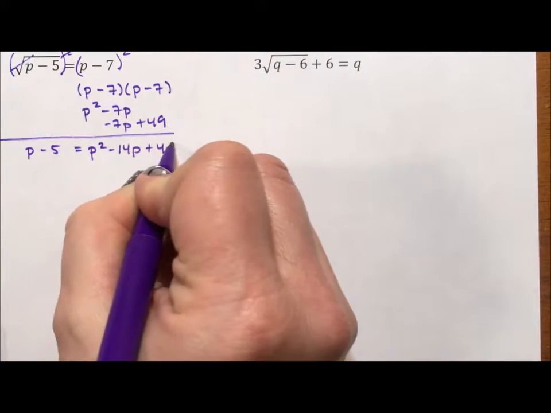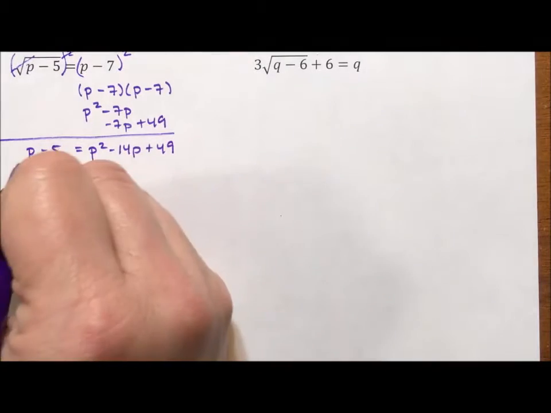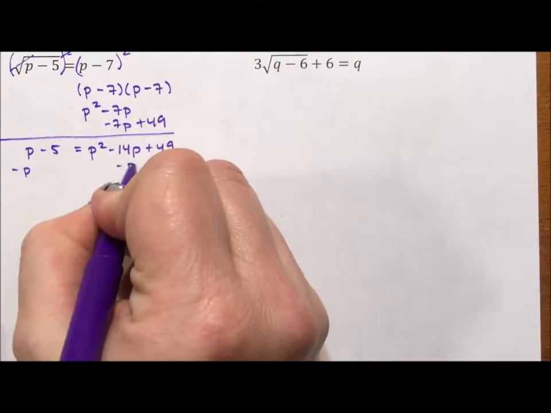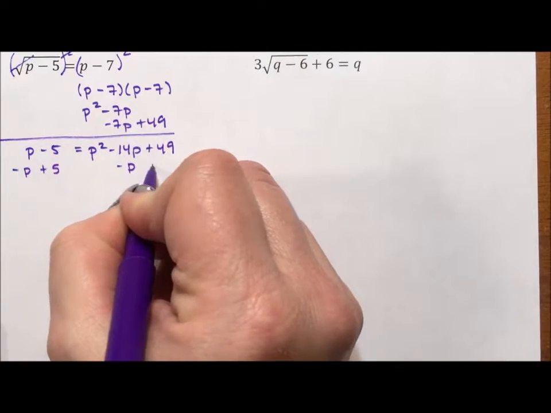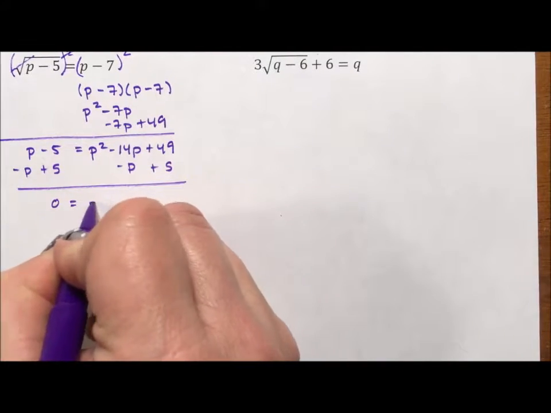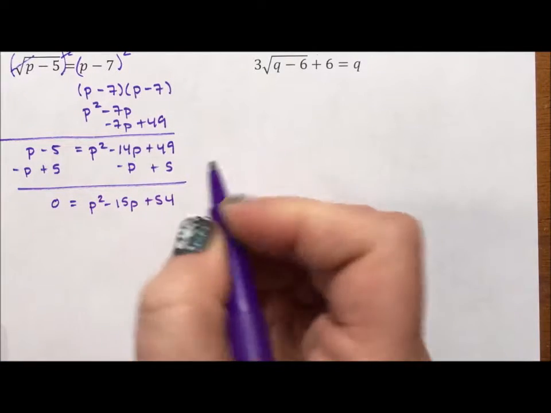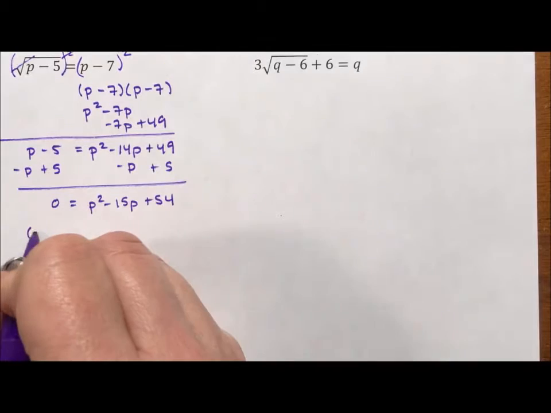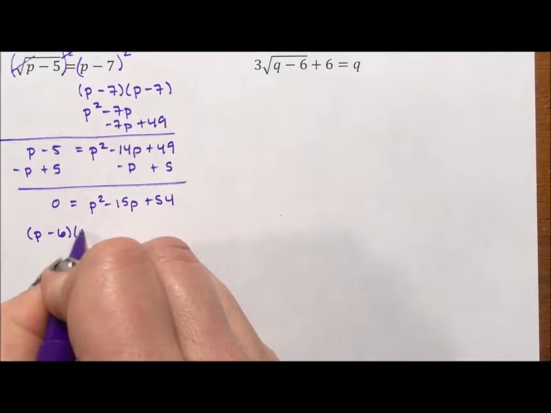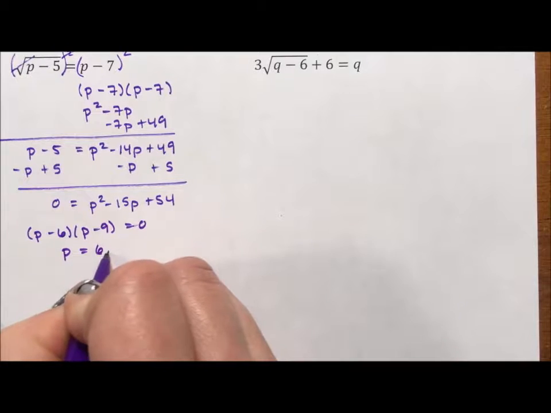14p plus 49. Because there are variables in 2 or more terms, I need to subtract the p over, add the 5 over, get this equal to 0: p squared minus 15p plus 54. Factor and solve. P minus 6 times p minus 9 equals 0 when p is equal to 6 or 9.